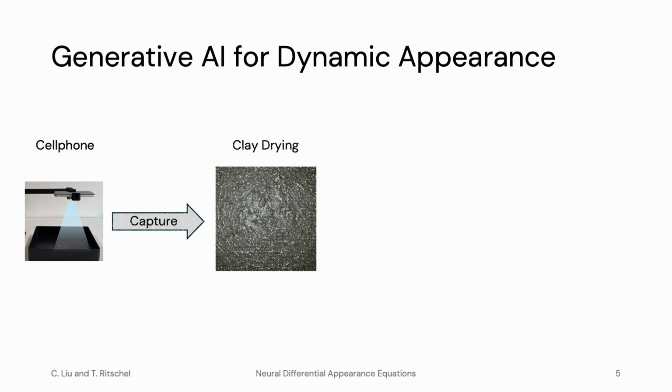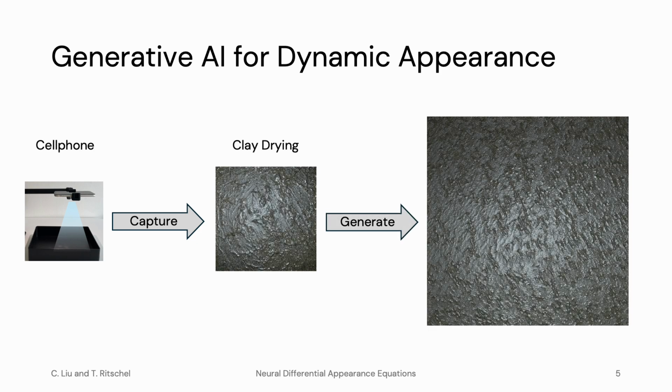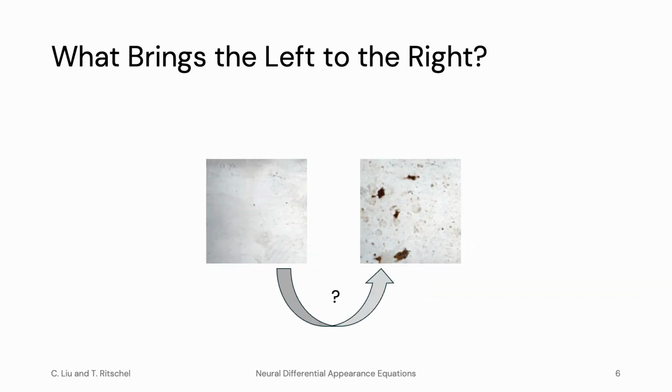Instead, you can use your cell phone to capture and use our method to generate whatever dynamic appearance you can capture. This is an example we capture. Some clay is drying. So how do we achieve this?